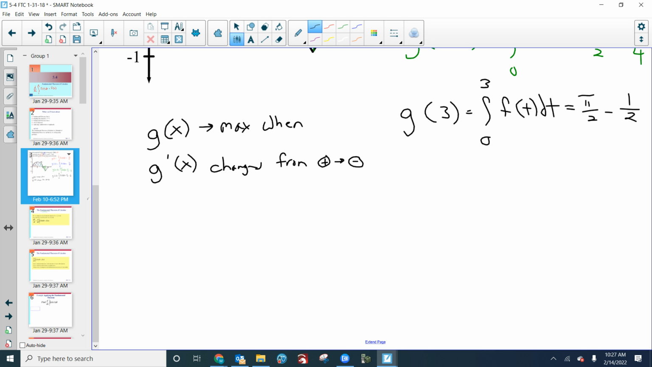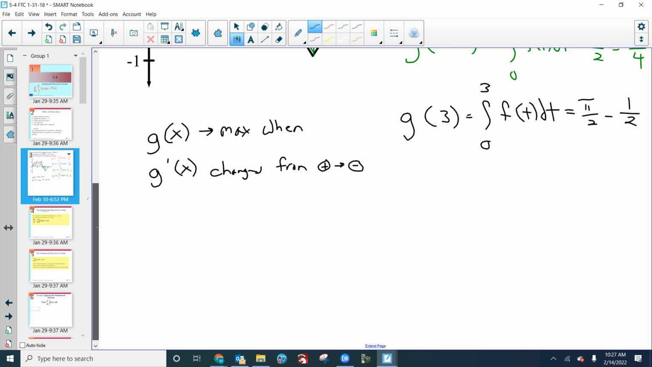All right, in case you've been zoning out or apathetic, for your own good, this is the part you really, really need to listen to, okay? How do I analyze G prime?